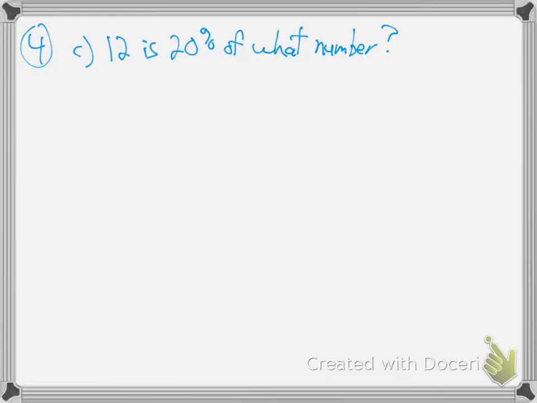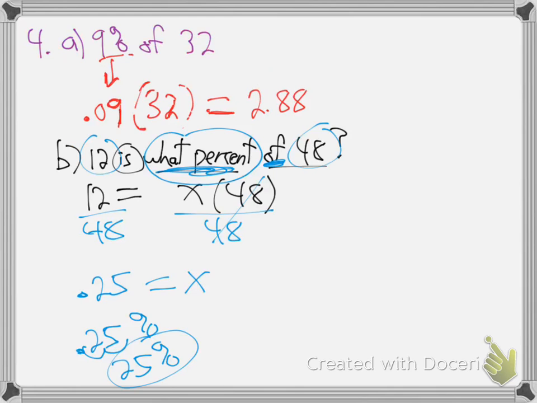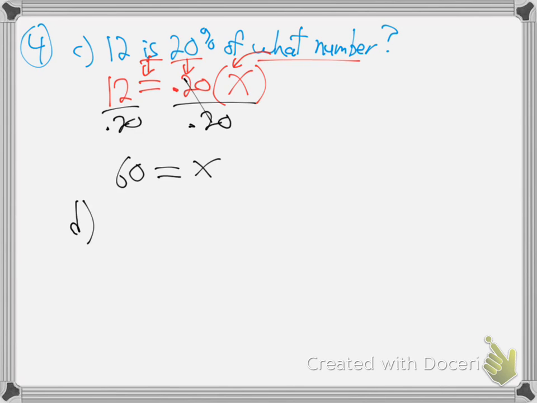Okay, now on part C, let's take it directly. 12 is, equals, 20%. Make that a decimal, 0.20, of what number? That's our x. So I just made it directly into an equation. So now, how do we solve for x, the unknown? We divide by 0.20. x equals, isn't it 60? And we're done. All right, let's try D. What is 6% of 59?